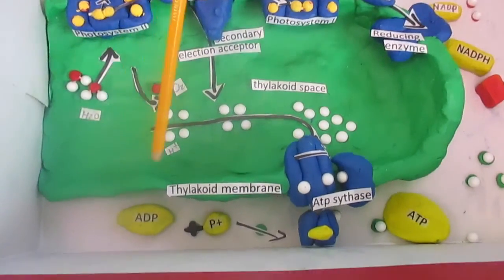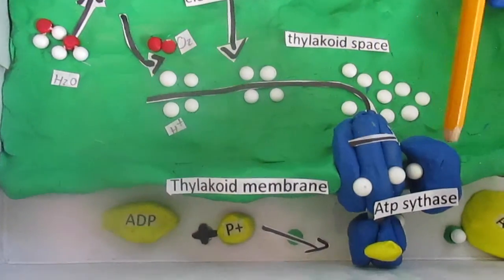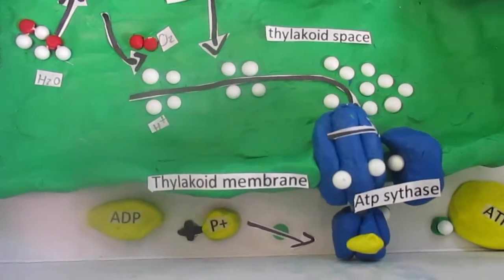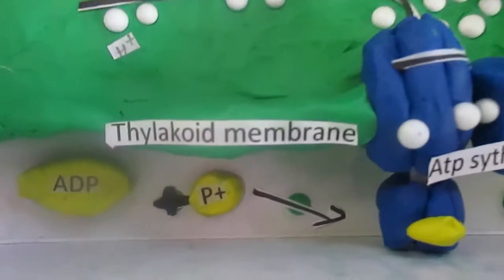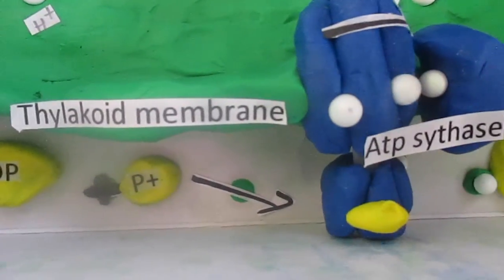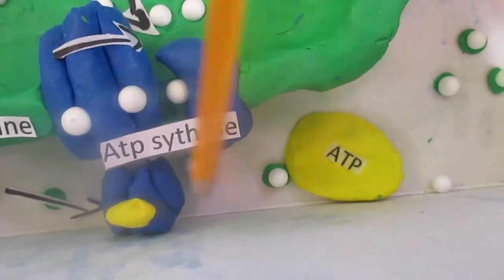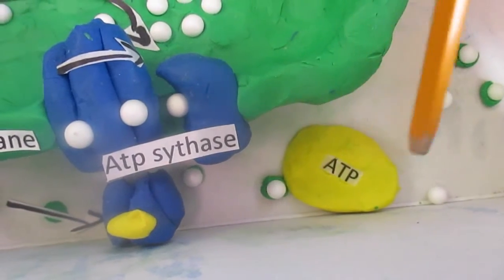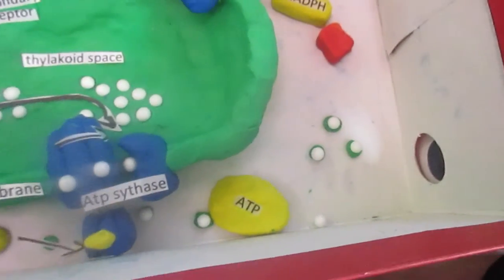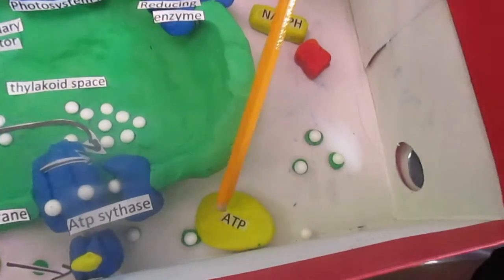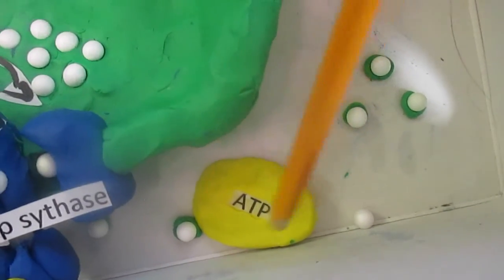Chemiosmosis occurs across the thylakoid membrane of the chloroplast. Its purpose is to move protons from a region of high concentration on the lumen side to a region of low concentration on the stroma side. The energy release is used by the enzyme ATP synthase to form ATP.